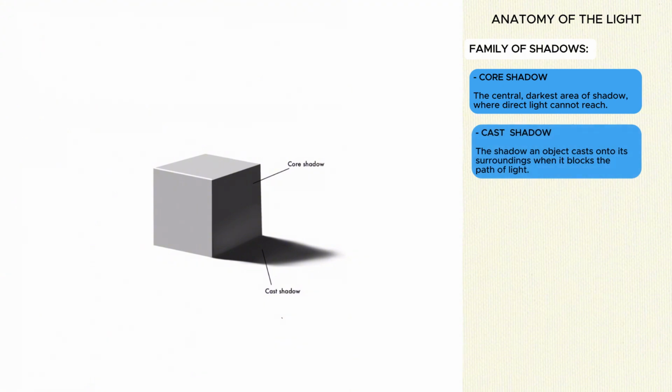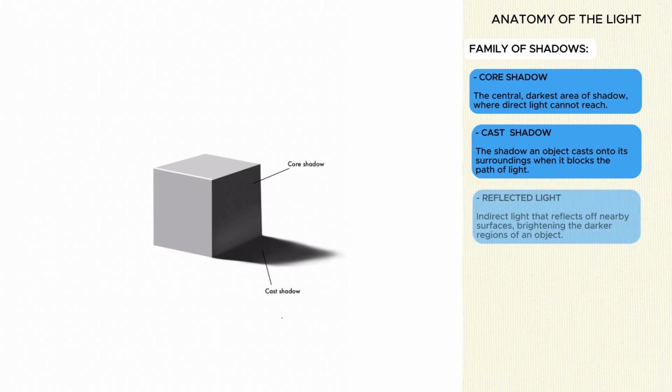This type of shadow occurs when the illuminated object creates a shadow projection on surrounding surfaces. In this scenario, the light is obstructed by the object and cannot reach the surface beyond it, such as the table on which the illuminated object is placed. The third element of the shadow family is reflected light. This occurs when light emitted from a source bounces off surrounding surfaces and strikes the illuminated object.